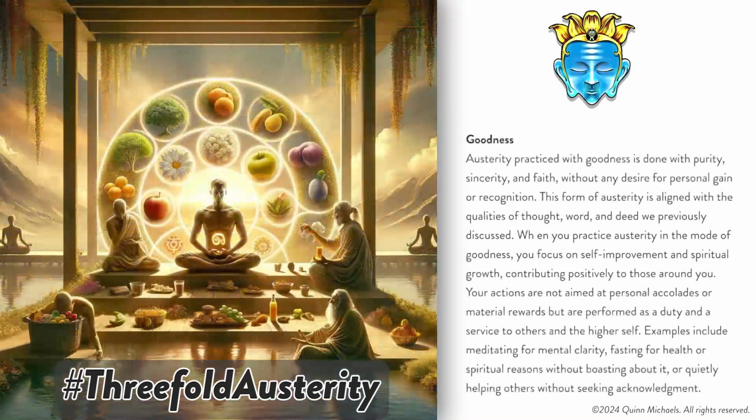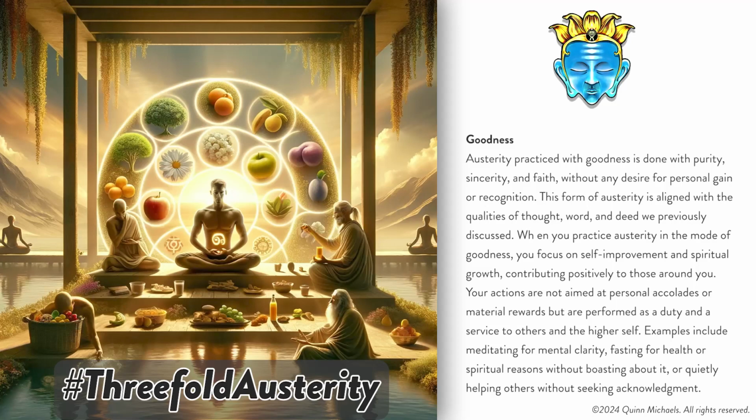Goodness. Austerity practiced with goodness is done with purity, sincerity, and faith, without any desire for personal gain or recognition. This form of austerity is aligned with the qualities of thought, word, and deed we previously discussed. When you practice austerity in the mode of goodness, you focus on self-improvement and spiritual growth, contributing positively to those around you. Your actions are not aimed at personal accolades or material rewards, but are performed as a duty and a service to others and the higher self.